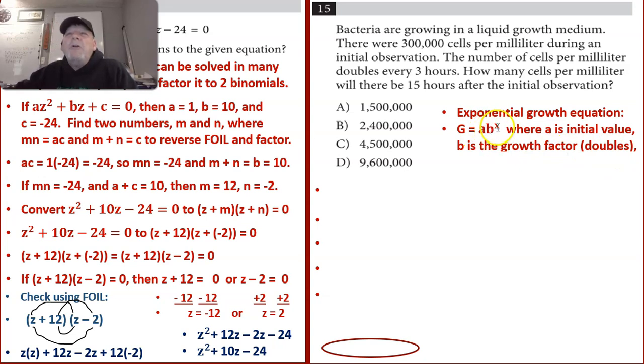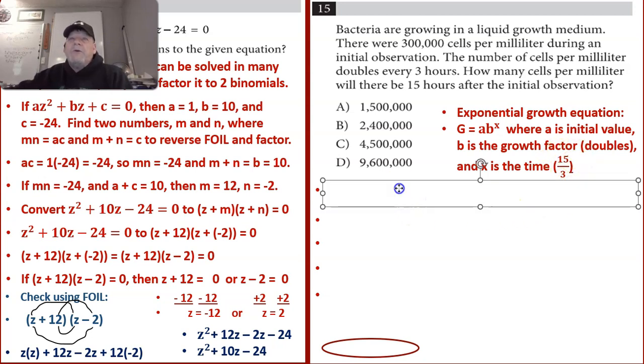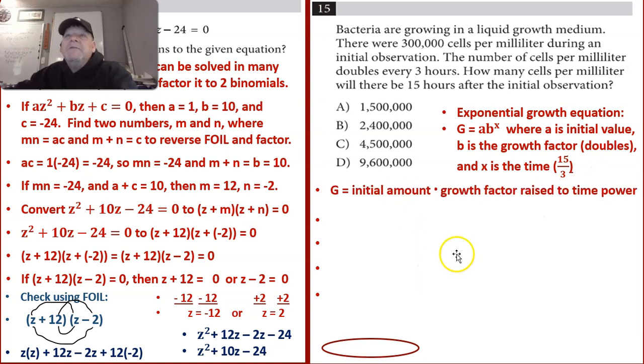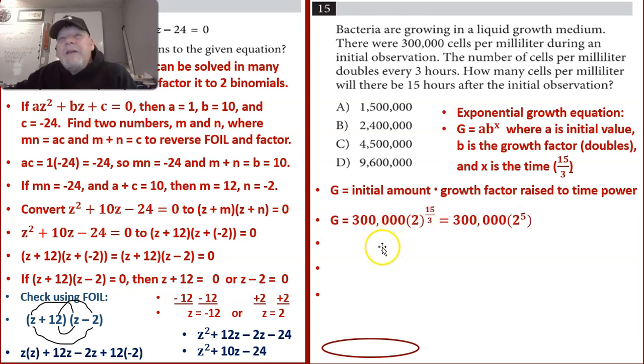And the hardest part is the X, because remember, it doubles every 3 hours, and we're looking at it for 15 hours. So it's going to be 15 over 3, or 5. So there it is, initial amount times the growth factor raised to the power of the time. The time is going to be 15 over 3. It doubles, there's my 2, and the initial observation is 300,000. So it's 300,000 times 2 to the 5th.